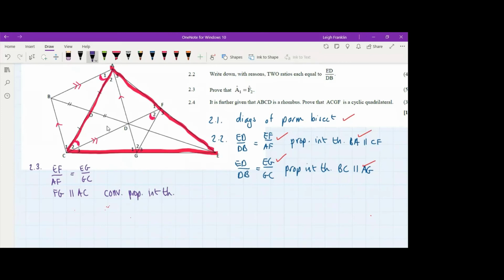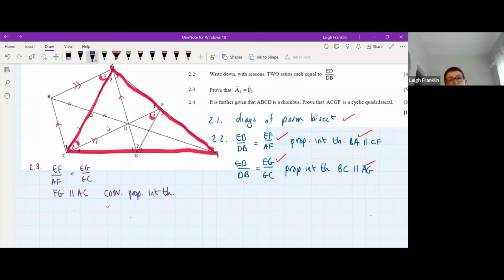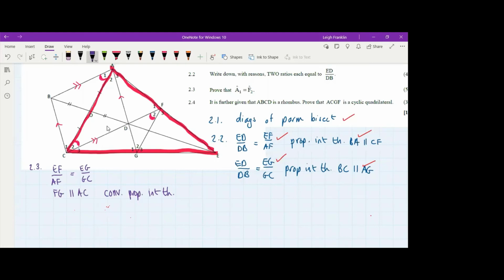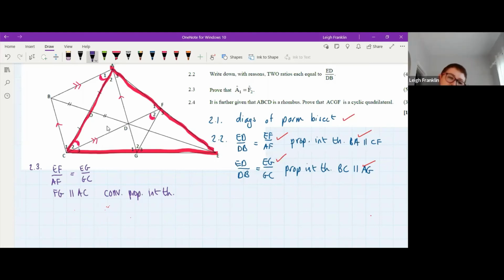Okay, so for those of you that were with me when we started this section, one of the things that we spoke about after we did proportionality intercept theorem, we did the converse of the theorem, okay? And the converse of the theorem proves that the line drawn from one side of a triangle to the other, if it cuts the two remaining sides into the same proportions, that line has to be parallel to the third side.